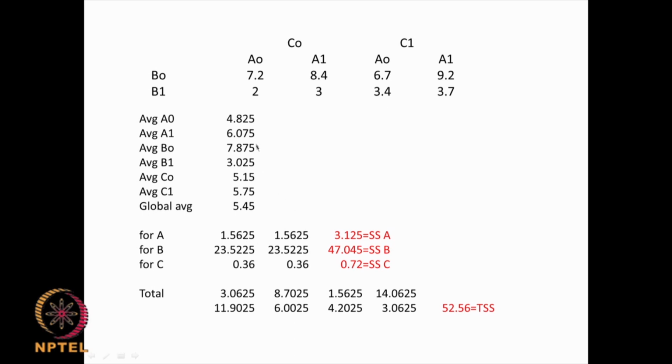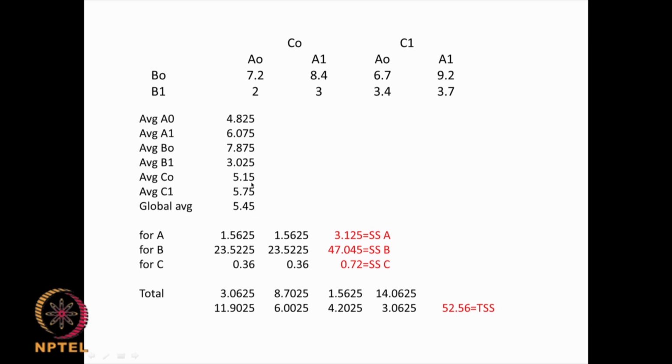What we do is take the average of A1 here and the global average here, subtract one from the other, square it up, multiply by 4. Now how do you do it for B? B naught: 7.87 minus 5.445, square it up, then multiply by 4. Then for the other one, 3.02 minus 5.45, square it up, multiply by 4.